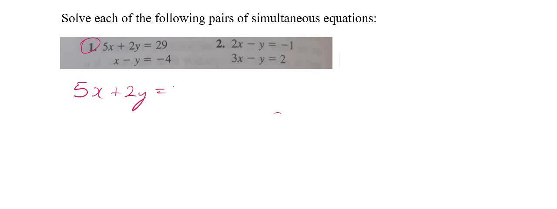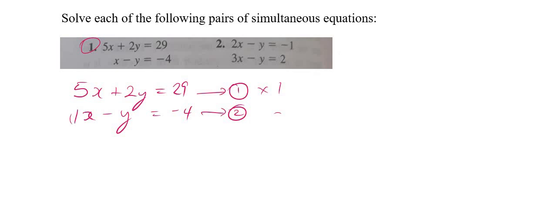So what we want to do is to have a pair of x's or a pair of y's such that when we add or subtract them, we eliminate that pair of either x's or y's. So writing back the second equation, we consider this equation 1, equation 2. Now notice that if I multiply equation 1 by 1, multiply equation 2 by 5, what will happen?